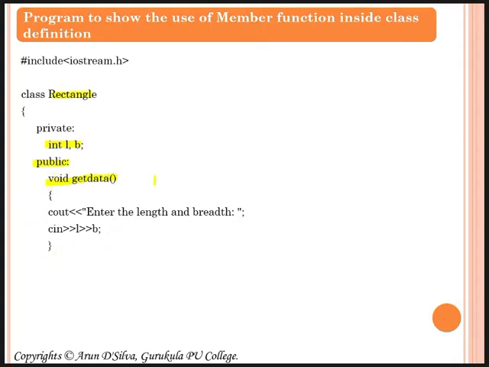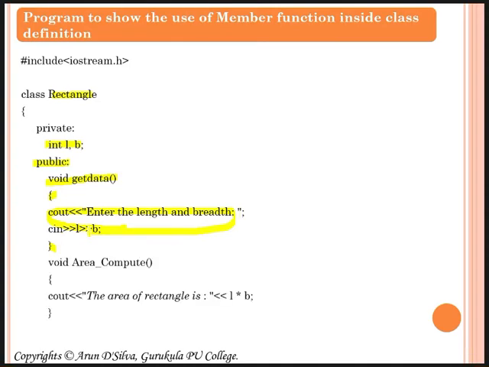So, function name, and then open the function. This is the function body, and this is enclosed with the curly bracket. Here you enter the length and breadth, and in L and B it reads. Similarly, one more function is there, that is area compute. Now this function body begins, and this is the function body. Here the area of rectangle, L into B, is displayed, and the function is closed, class is closed.